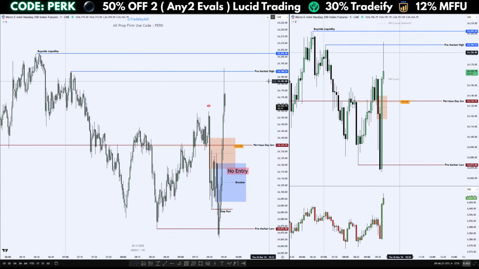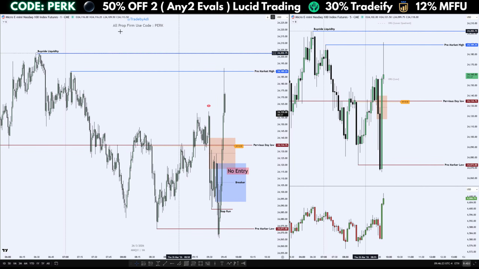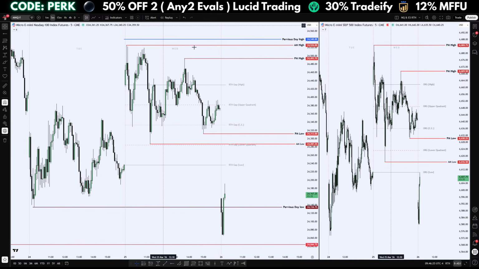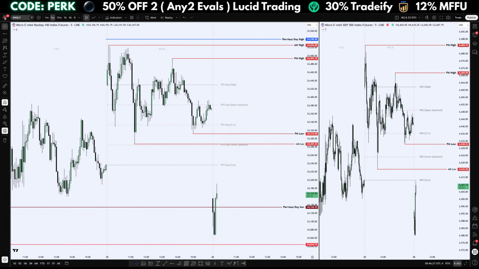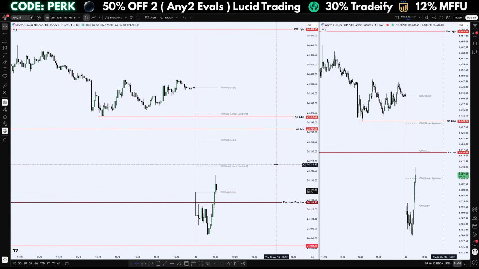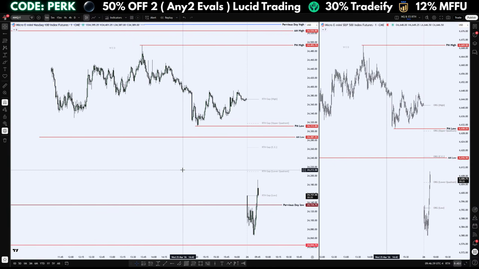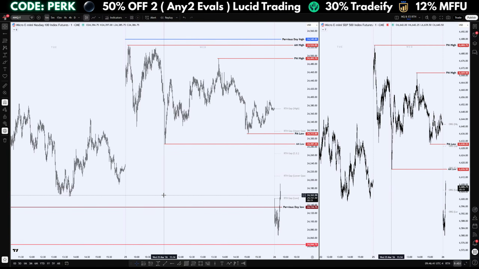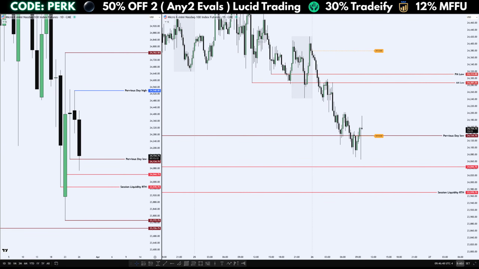Because price has taken out the pre-market high also. The next target can be the RTH low, okay, and the lower quadrant also. And ES has already tapped to this level. And right now we are trading to this level. Let's see.